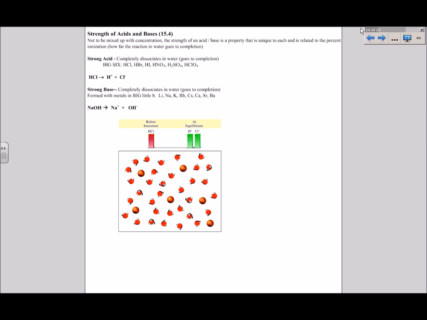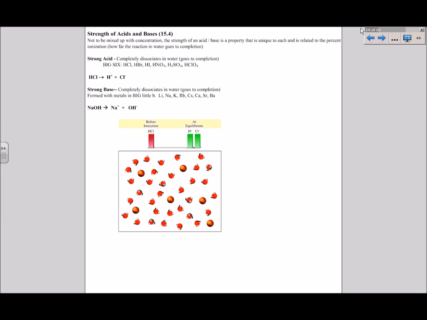Now we're going to have one more discussion about a point of theory in acids and bases, and then we're going to do calculations that are directly associated with strong acids and bases. What we're looking at is what is called the strength of acids and bases. And the strength of an acid or base is actually a property.